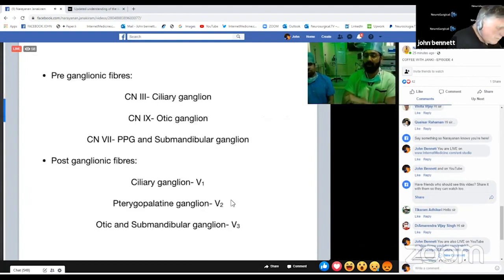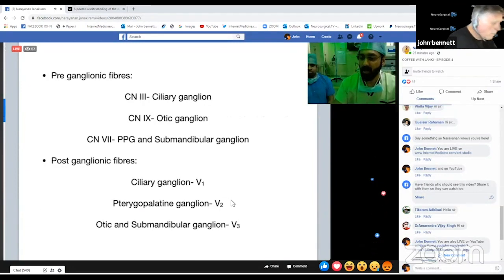Now, preganglionic fibers. Cranial nerve 3, that is the oculomotor nerve, gives off the ciliary ganglion. The ninth nerve, the otic ganglion. The seventh nerve is pterygopalatine ganglion and submandibular ganglion. So this is preganglionic. 3, 7 and 9, I told you. So pterygopalatine ganglion and submandibular ganglion by cranial nerve 7, that is the facial nerve. The ninth nerve, the glossopharyngeal nerve, the otic ganglion, and the oculomotor nerve the ciliary ganglion.